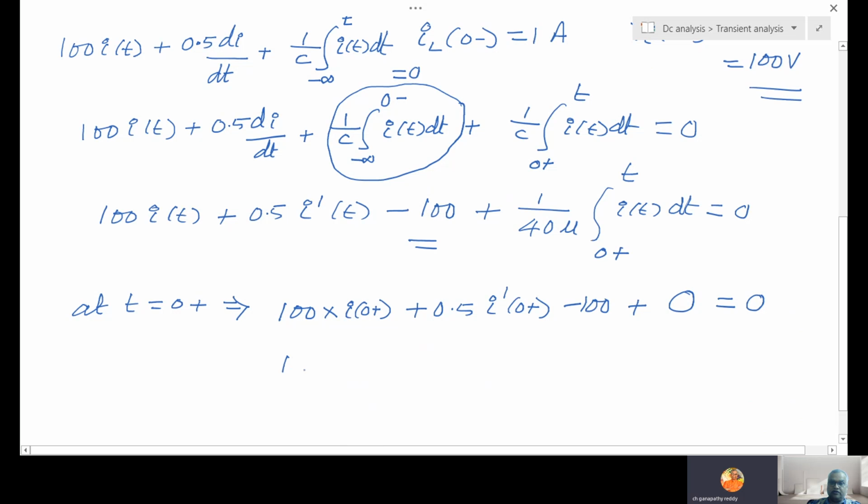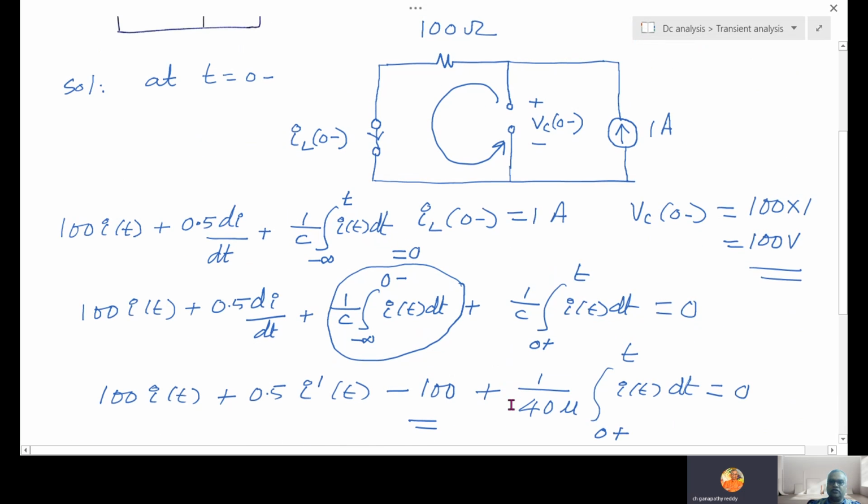Therefore, this is 100 into 1 plus 0.5 I prime 0 plus minus 100 equal to 0. So this cancels. Therefore, I prime 0 plus equal to 0. This is the answer.